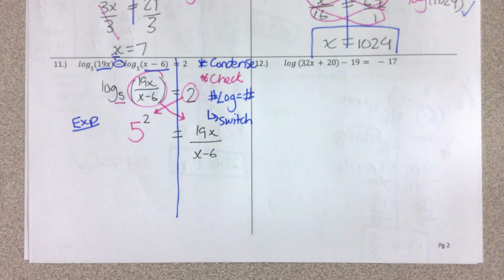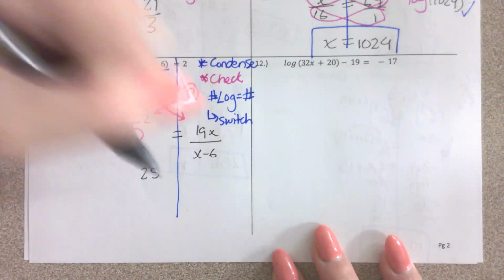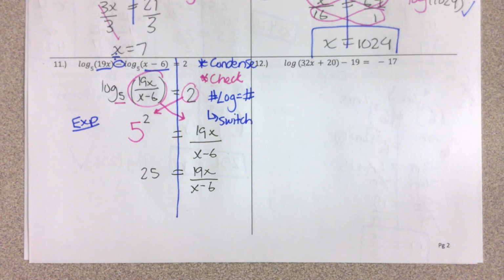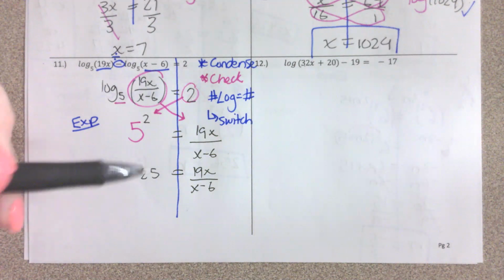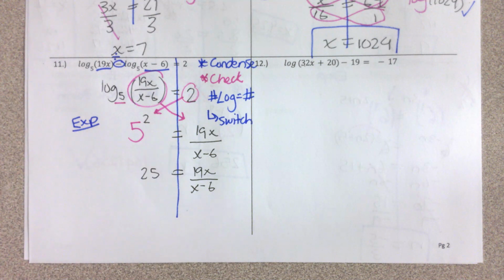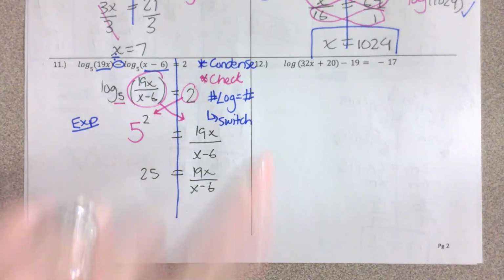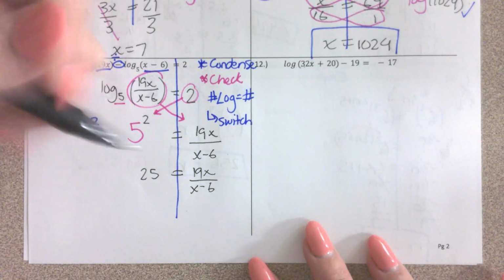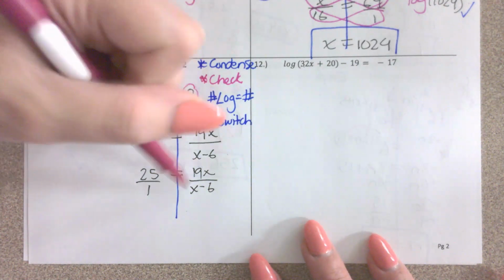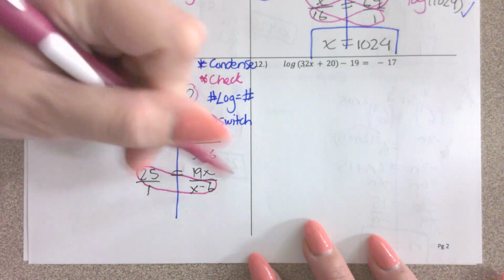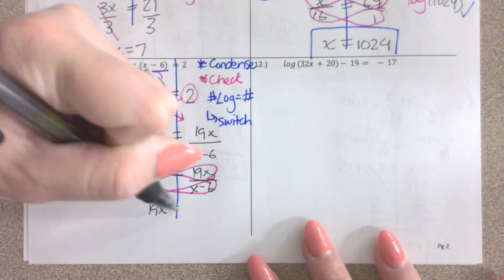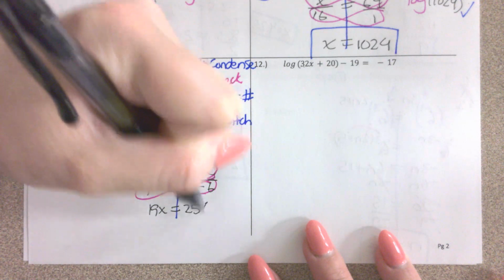From here, I can just solve. 5 squared is 25 equals 19x over x minus 6. Now, a moment ago, I showed you that you can put the 25 over 1 and just cross multiply. That is a way to do it. The other way is to multiply off by the denominator on both sides, which is the same idea as just cross multiplying. I will go ahead and cross multiply again, just because I know that's the general preference, but you can just multiply off the denominator on both sides and still get the answer. 19x equals 25 times x minus 6.